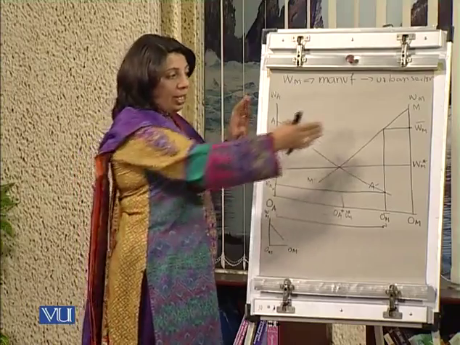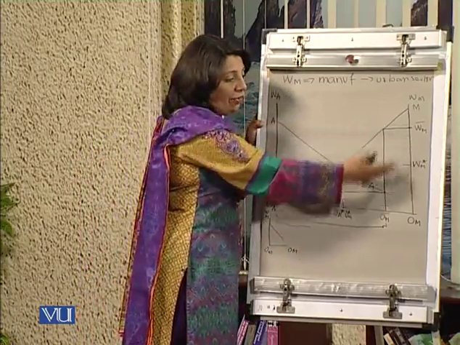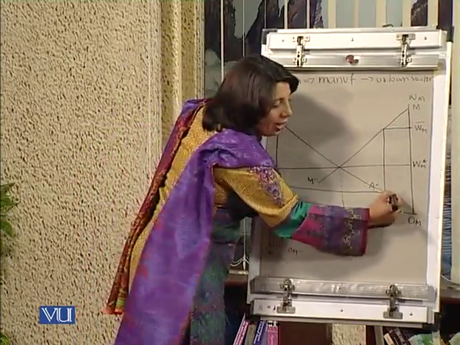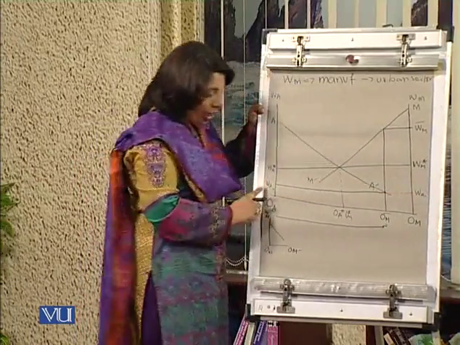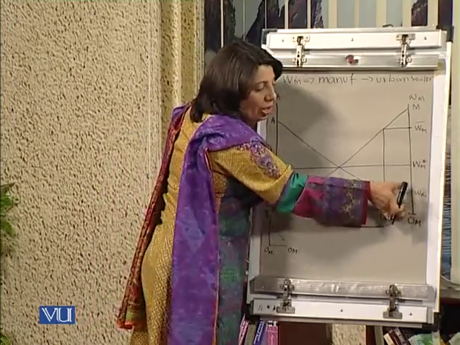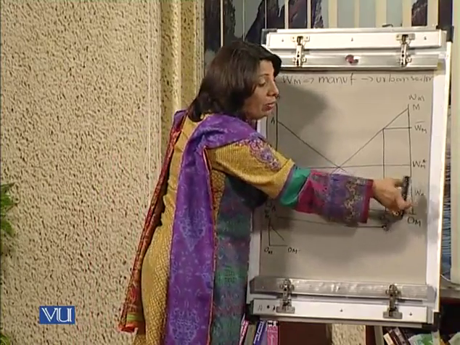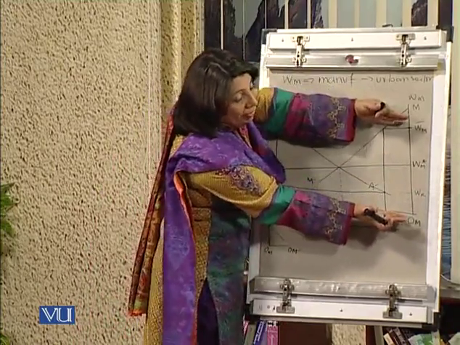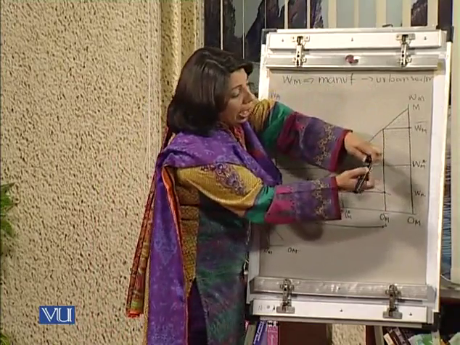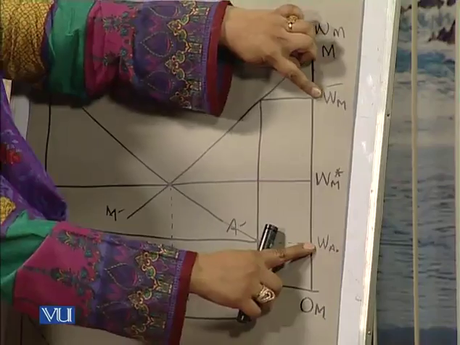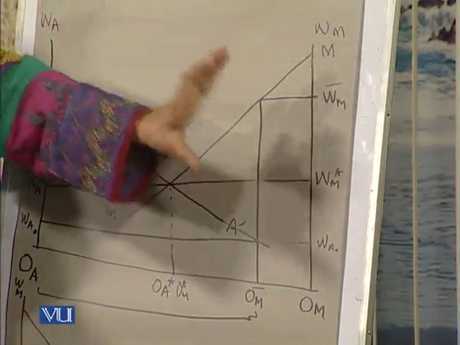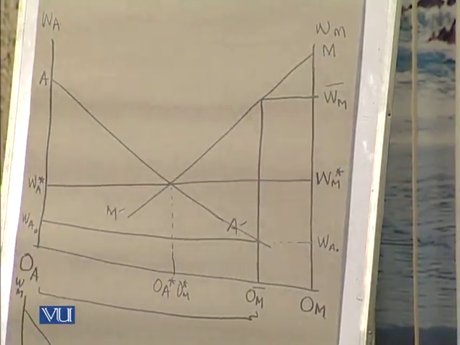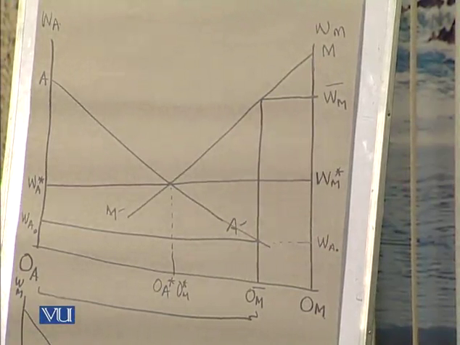So we see that, because of this difference in the wage rate, if I extend this over here, you can see easily that this is the WA naught level of wages. So this much wage is being received by the people in the agriculture sector, and this much wage is received by the people in the manufacturing or urban sector. And because this gap between the two wages is very high, this will result in pushing the people to migrate from the rural area towards the urban area.